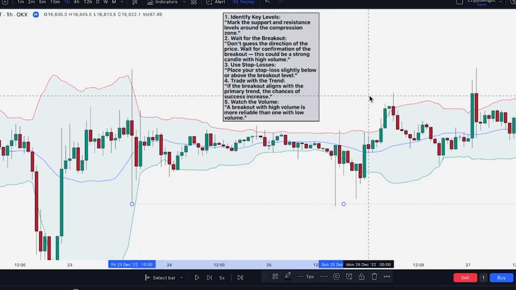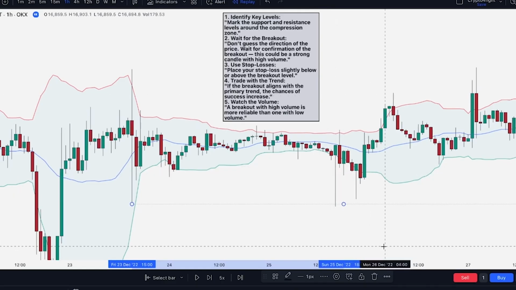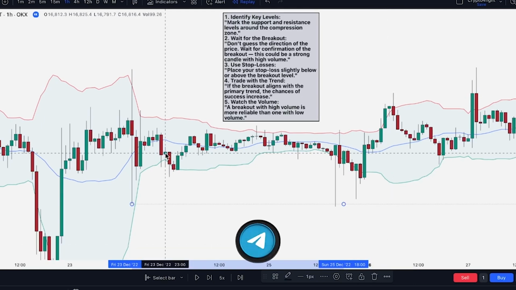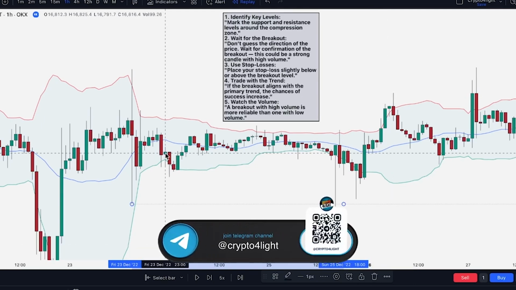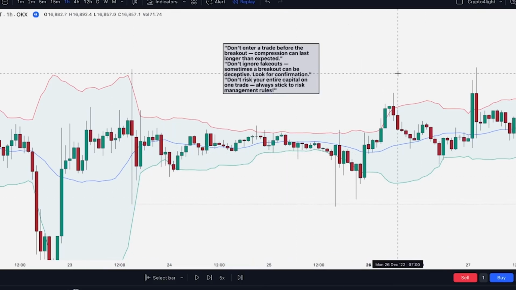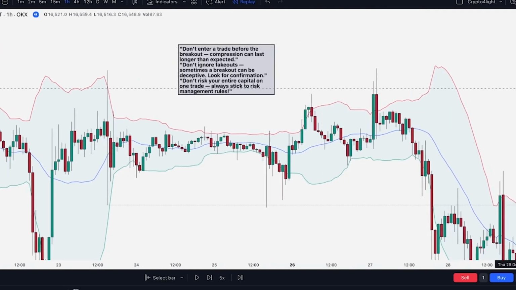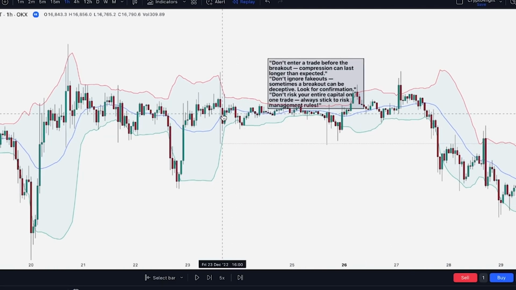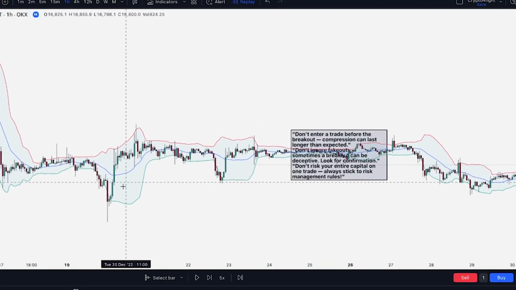Of course, all the time you have to use stop losses, right? And trade with the trend and watch the volume. But you have to understand, if we trade in a trend, mostly we will continue in the trend direction. But if we trade a long time period in a range, most likely we will not see a continuation, we will just see a sweep of liquidity, like it was here in this example. Don't enter a trade before the breakout. Compression can last longer than expected. So yes, for example, like here, compression on the 1 hour time frame is good, but if we zoom out, it's just compression on maybe the 4 hour time frame or on the daily time frame.